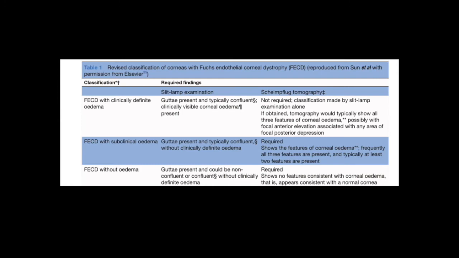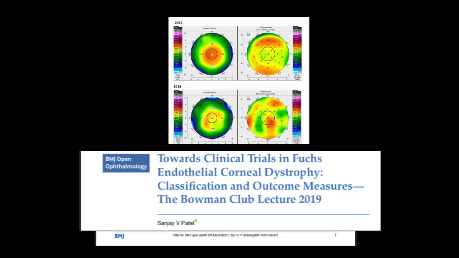Fuchs endothelial dystrophy goes through different stages, and we have to decide at which stage one should do a combined surgery, that is endothelial transplantation with cataract surgery. The most common stage of Fuchs is when it is present without edema. The next stage is when there is subclinical edema, and the final stage is when you have a clinically evident edema. Now, in recent years, Pentacam has found some role in diagnosing subclinical edema.